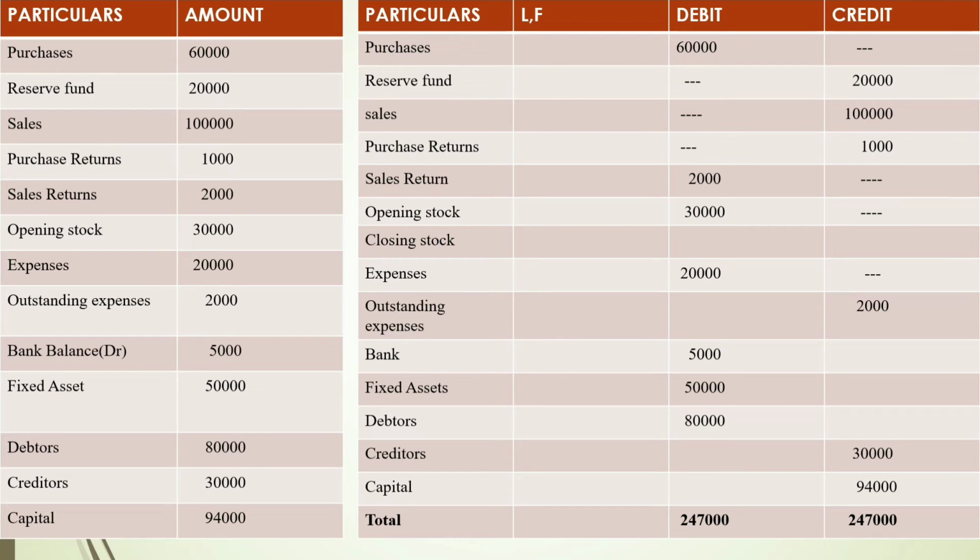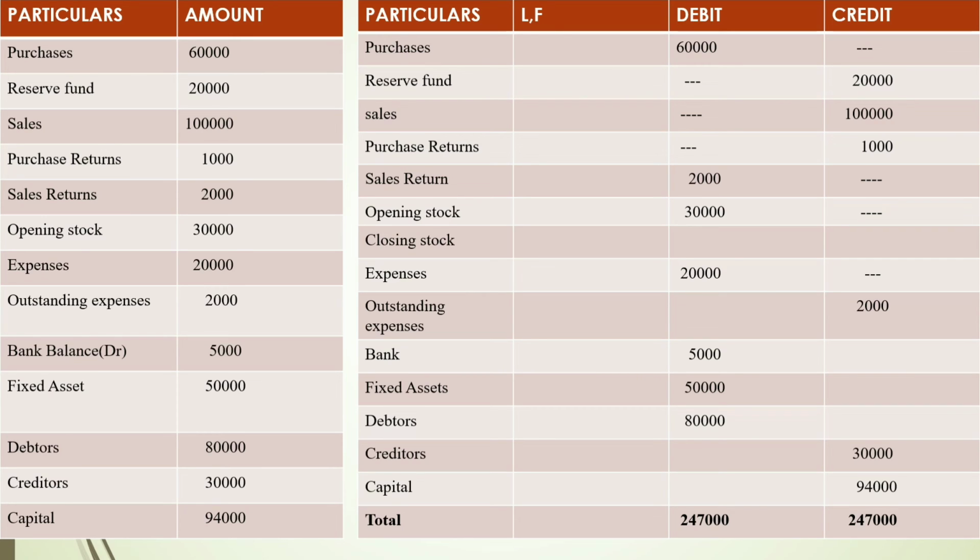Coming to the data's name itself, we can very well know it will come under the debit column. Then creditors 30,000 is given. The name itself indicates it will surely come on the credit side. And the last one is capital. Capital 94,000 is given. Capital is nothing but the amount received from various shareholders of the business. At any point of time they have to return it to the shareholders. In this way it is a liability, so it should be entered on the credit side.